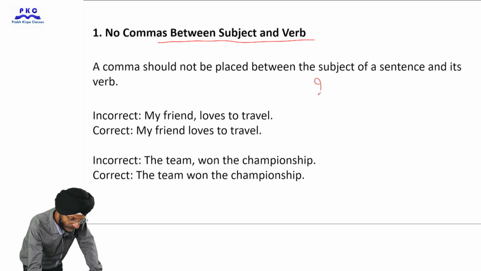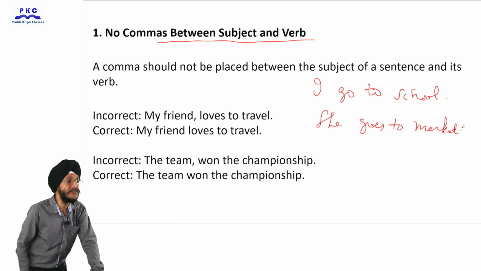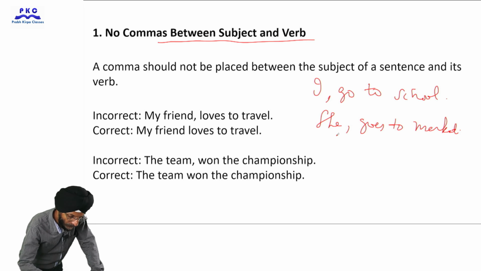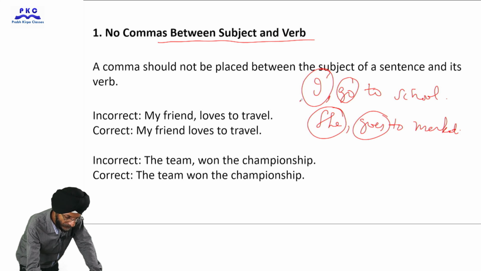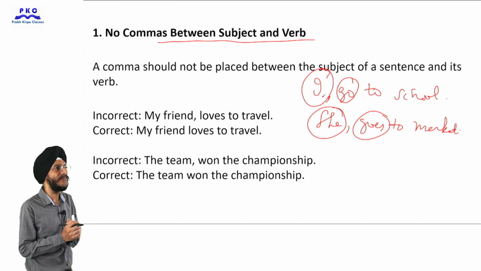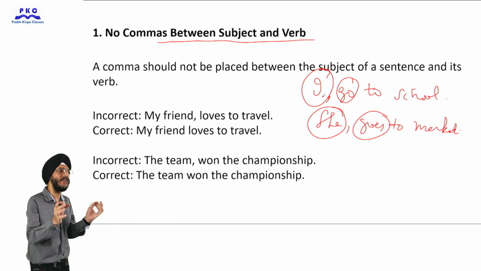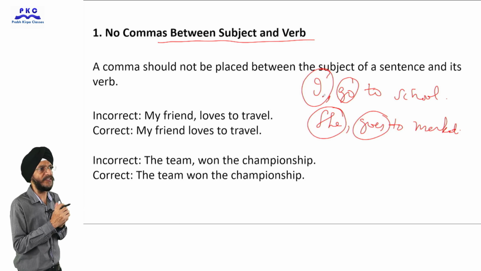If I say, I go to school, she goes to market, these are two sentences. If we insert commas between subject and verb, this is the subject, goes is a verb. If we insert commas in between a subject and a verb, what will happen? It is unnecessary. The sentence will look awkward. It is grammatically not correct to insert a comma in between the subject and verb of a sentence.